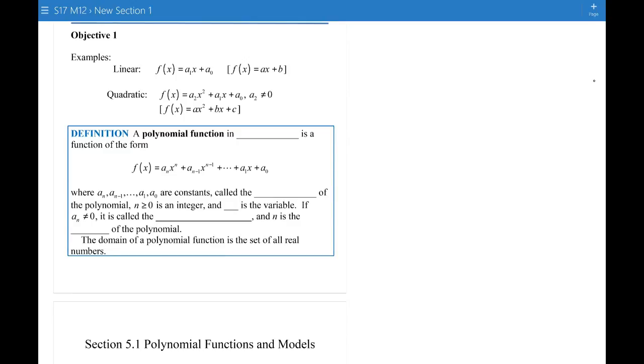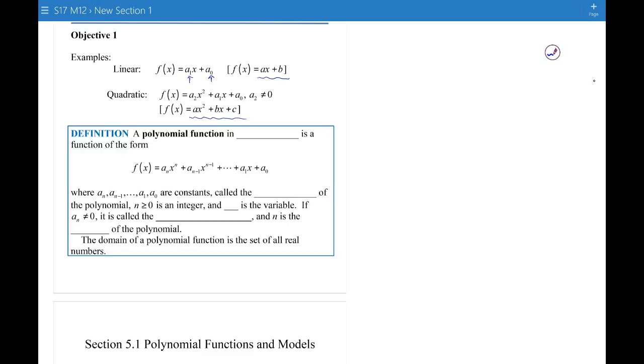So here's some examples of a linear function: any function that can be written as ax plus b. And a quadratic function can be written as ax squared plus bx plus c. Well, if you want to let the function get longer and longer, you're going to run out of alphabet letters. And so computer people have come up with this idea of the subscript, numbering the coefficients so that we don't run out, because we'll never run out of numbers.